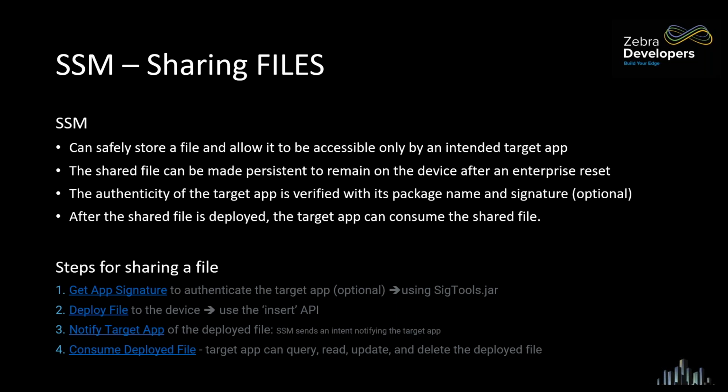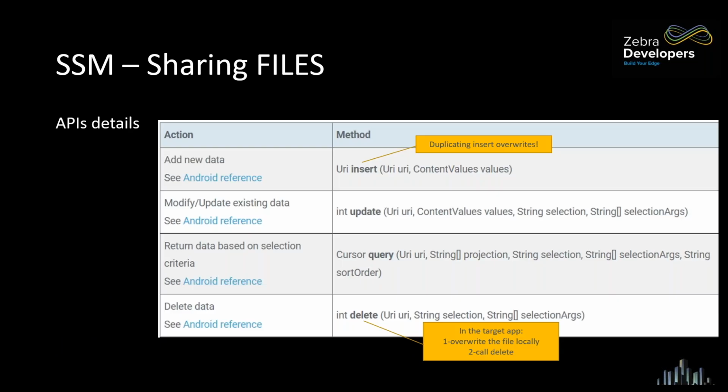There's the target API. The target application is notified that a file is available, and it can then consume the deployed files. Everything is listed on our tech docs, and the links are in the handout. Here is the list of the API for the files, and I can just say that the insert in this case is not triggering an exception. If you insert twice the same file, you overwrite basically the previous one.